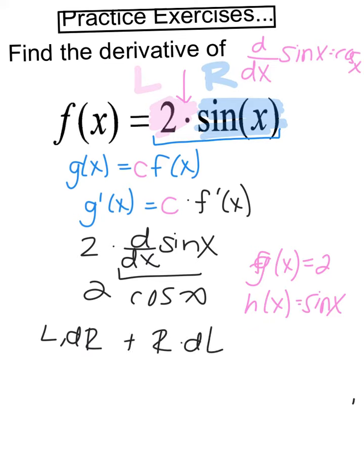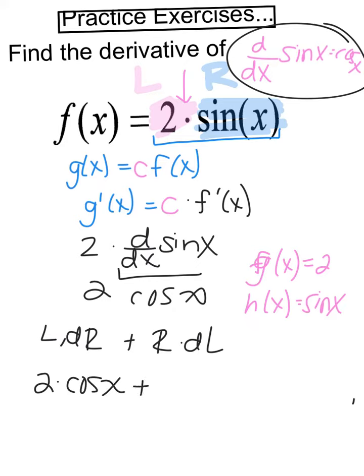So the left function is 2. We'd multiply that times the derivative of the right side, and as I told you, the derivative of sine is cosine. And then we'd add the right function, so the right-hand side is the sine of x. Multiply that by the derivative of the left side. So we know that the derivative of 2, what is the rate of change there as we change x? It's 0. So again, we're just tracking where we got stuff.